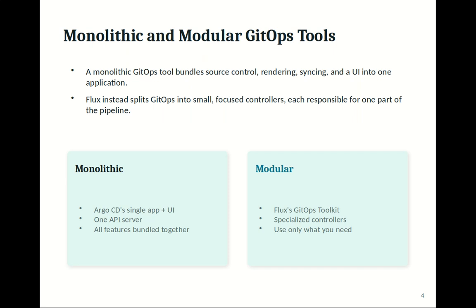Monolithic and modular GitOps tools. A monolithic GitOps tool bundles source control, rendering, syncing, and a UI into one application. Flux instead splits GitOps into small, focused controllers, each responsible for one part of the pipeline. Monolithic Argo CD is a single app plus UI, one API server, all the features bundled together. Modular: Flux GitOps Toolkit, specialized controllers. Use only what you need.